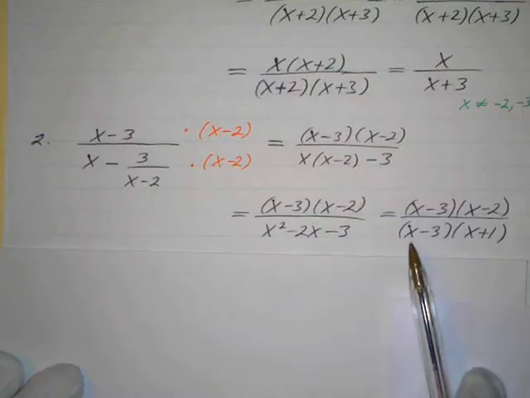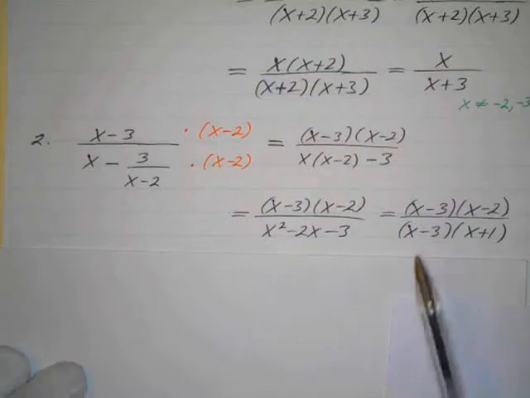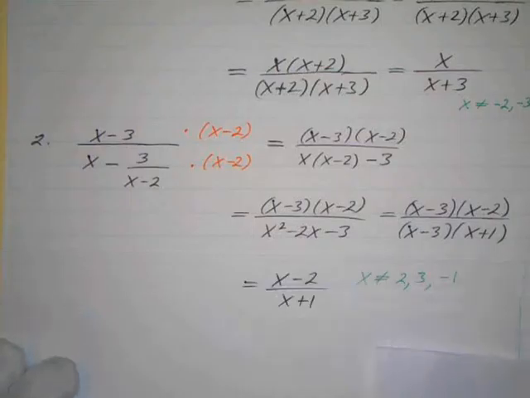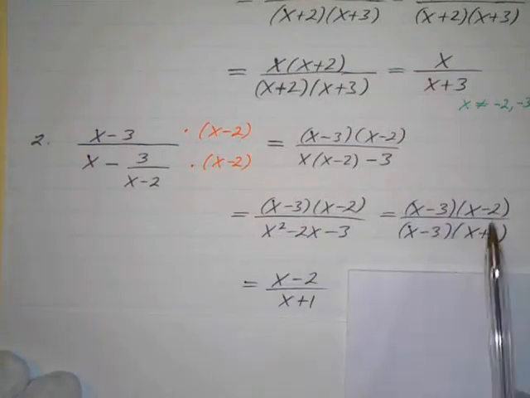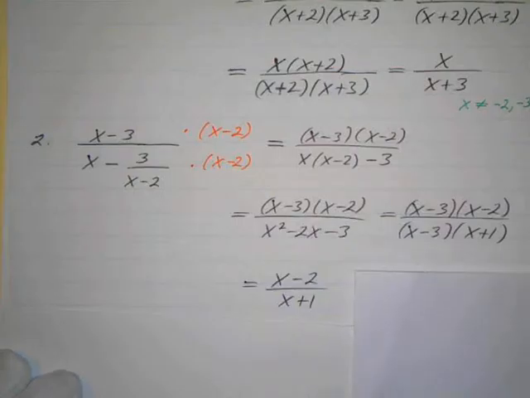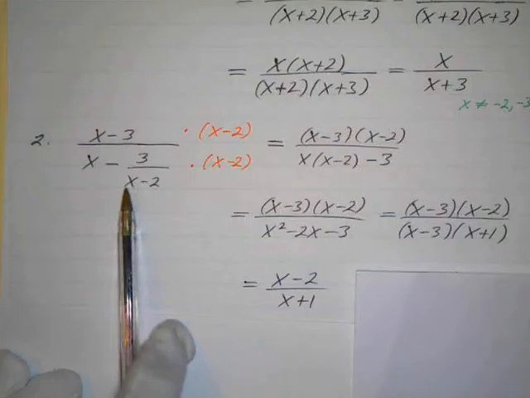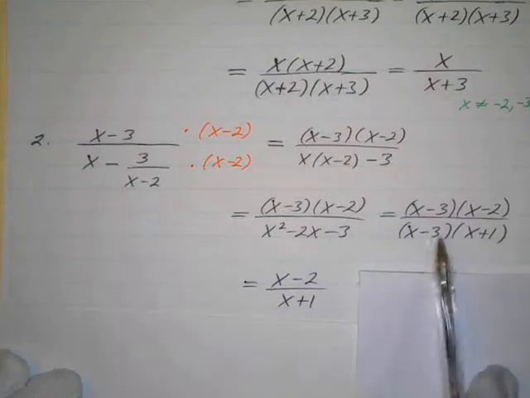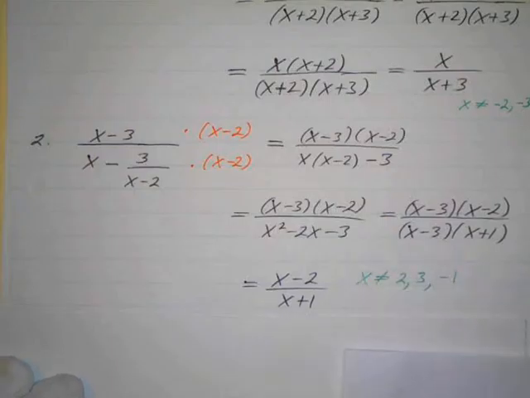Now, the only reason they would cancel is because x cannot be 3, because 0 over 0 doesn't work. So we can't have that 0 in the denominator. So again, after we cancel these, we have x minus 2 over x plus 1. And any time in the problem where we're going to have a 0 in the denominator, we've got to restrict that. So here we had x minus 2 in the denominator, so x can't be 2, x can't be 3, and x can't be negative 1. So those are the restrictions on the domain. So at no time will I have 0 in the denominator.